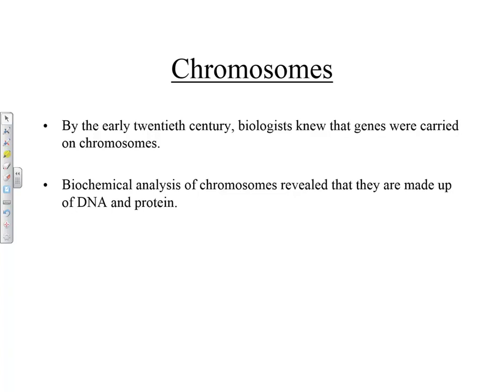Now, by the early 20th century, the biologists knew that genes were carried on chromosomes, because when a cell is dividing, the DNA and the protein that form the chromosomes, that is organized DNA, will condense, and they could see it under a microscope. Biochemical analysis of the chromosomes revealed that they are made of DNA and protein. So if you analyze chromosomes using chemicals, you find that they have DNA, nucleotide units, and they also have protein.